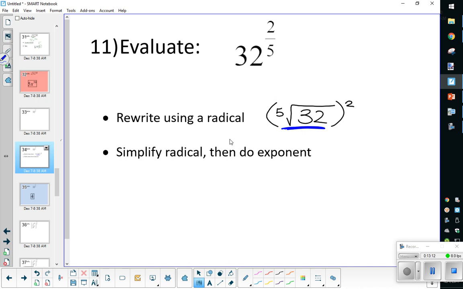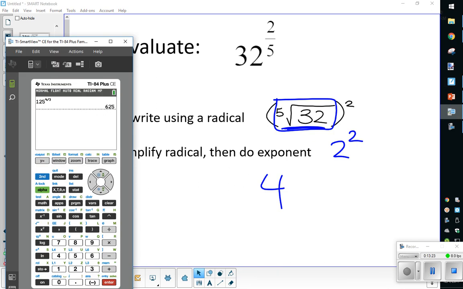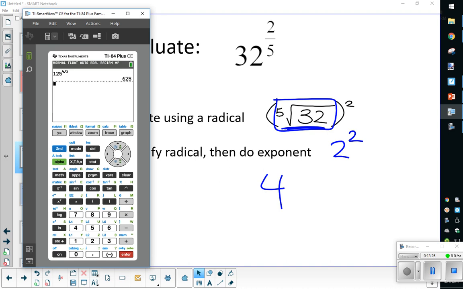That would be 2 here. So the inside of this part right here is going to get you 2. And then you take 2 and you square it. 2 squared is 4. That's the easy way to do it, or that's a way to do it.